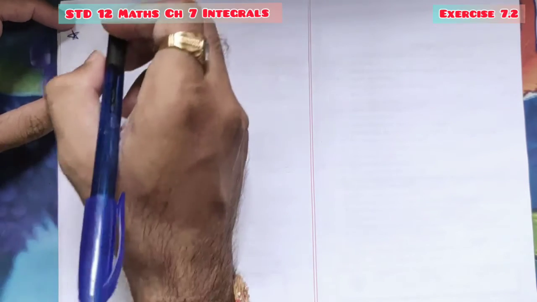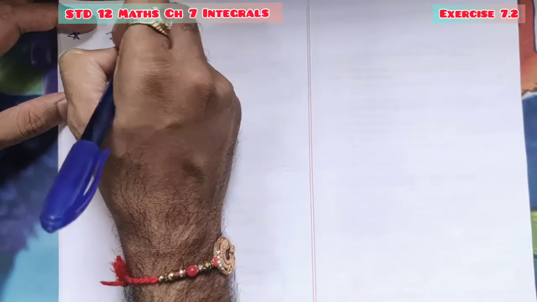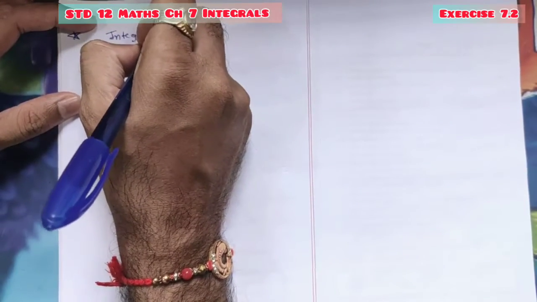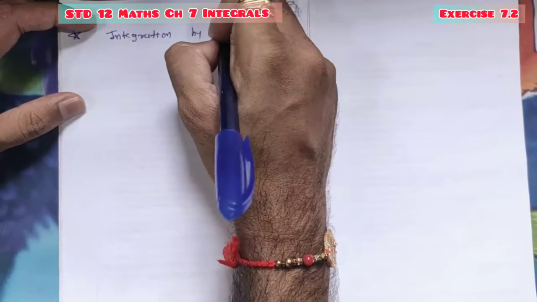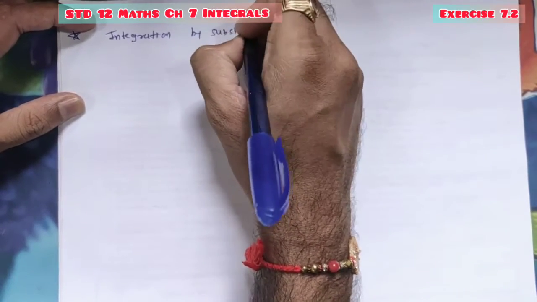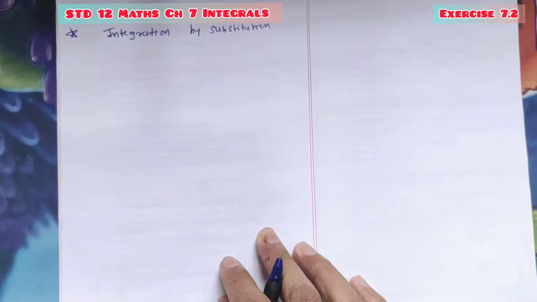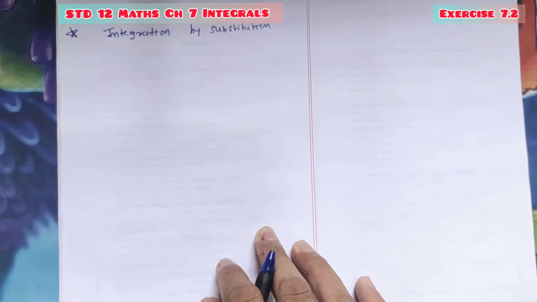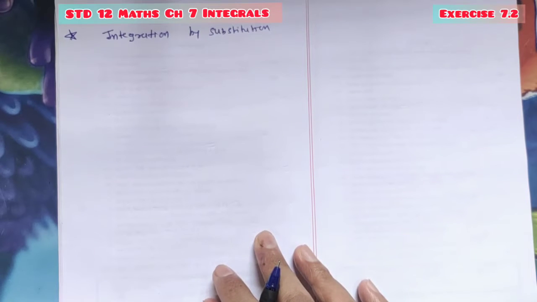So today we'll discuss method of integration, that is integration by substitution. Method of substitution for the integration. So before going to start our exercise 7.2, we have to derive certain integration.